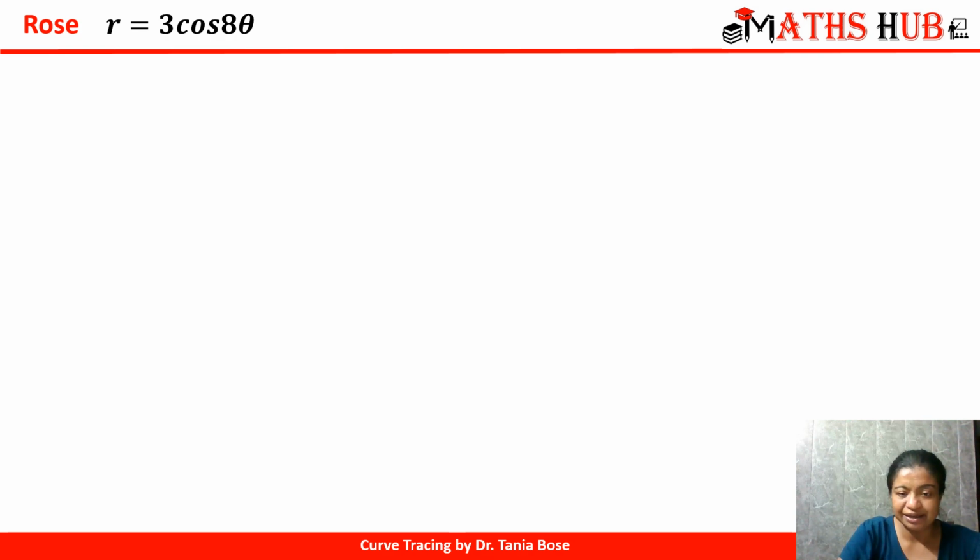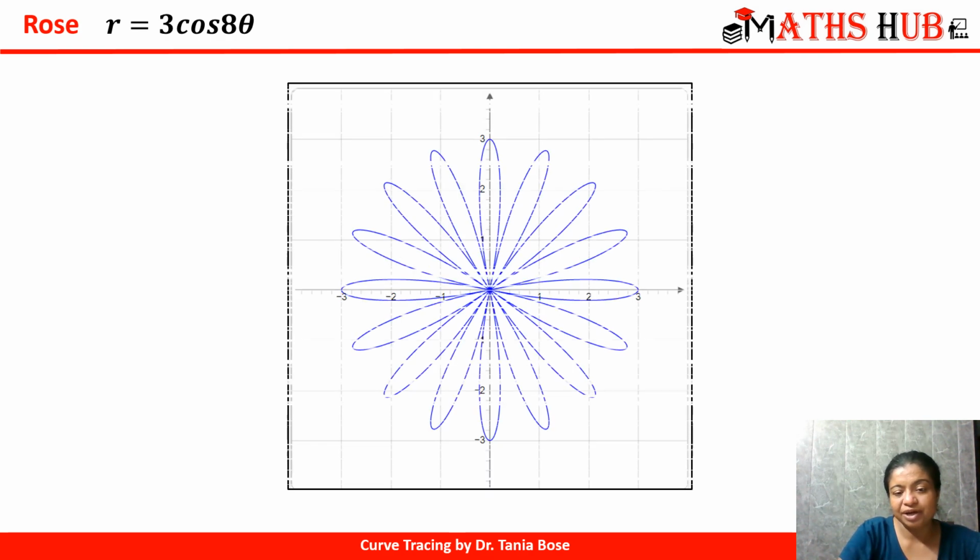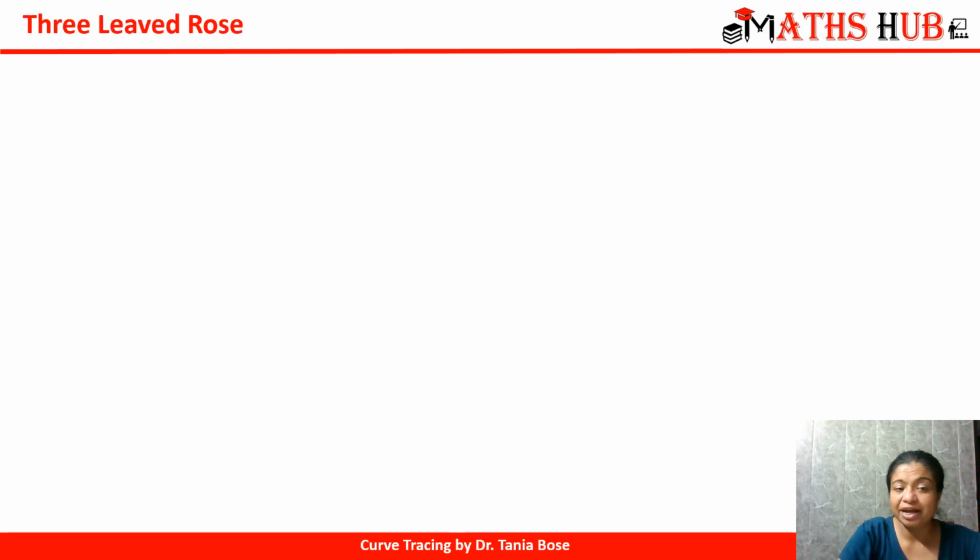3 cos 8θ. And I'm sure you will be able to draw this curve. Here you will get 16 petals. And you can calculate yourself by how much angle the petals will move on. So this is the shape of the rose r = 3 cos 8θ. Okay. So with this, we move on to the next one.